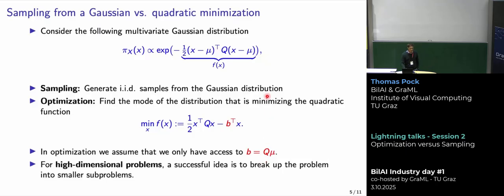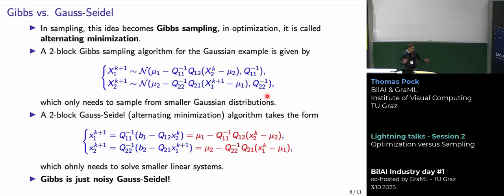So in few dimensions, both sampling and optimization is easy. I will speed up. But in high dimensions, this can be very complicated. But a very fruitful idea to solve high-dimensional problems is divide and conquer. So it means we need to split up our problems into simpler subproblems.